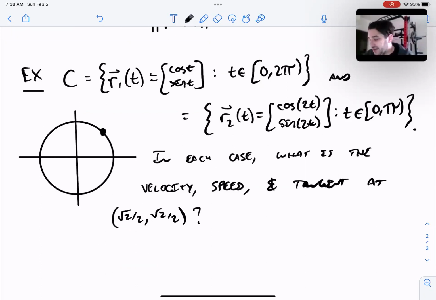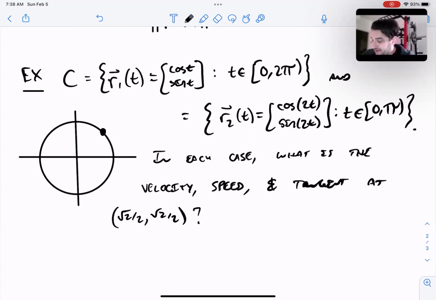The tangent vector, at least up to a sign, should be independent of the parameterization that you choose. The tangent vector is just a property of C, at least up to a sign, right? As opposed to velocity and speed, which can depend on how you parameterize, right? So this is where the tangent vector is really nice, it's sort of a property of the curve itself and not a property of the parameterization. So, all right, so let's look at this.